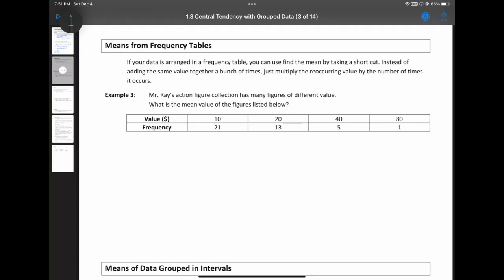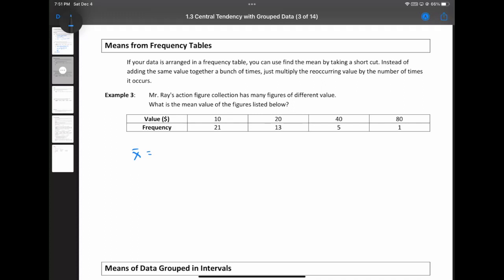The mean of this, what I could do is say x bar, which is the mean, is equal to 10 plus 10 plus 10 plus 10 plus... Yeah, I'm even getting dizzy saying it. I could write out the 10 plus 10 plus 10 21 times, plus 20 plus 20 plus 20 plus 20, plus 40 plus 40 plus all that stuff, and then divide by the total number of figures, or I can just multiply it and treat it like it's a weighted mean.